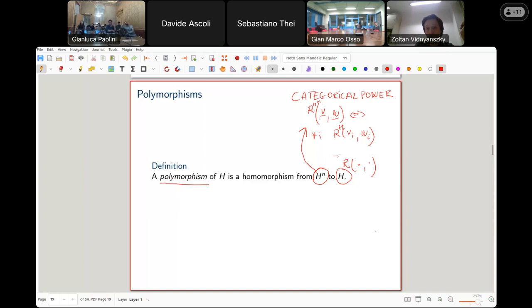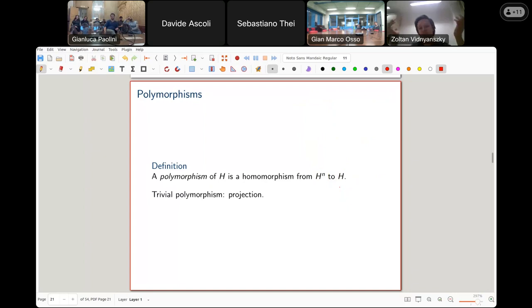Now a polymorphism is nothing else but a homomorphism from this structure to the original one. If I were to give a normal talk, I could ask you to come up with a polymorphism, so I can ask this here as well. If you haven't seen this before, this is a good sanity check question. Well, the easiest polymorphism is just a projection. I have to check for homomorphism: if I have several vectors that are related, then they are related in every coordinate. In particular, if I project to one coordinate, then those things have to be related as well. So projections are always polymorphisms.